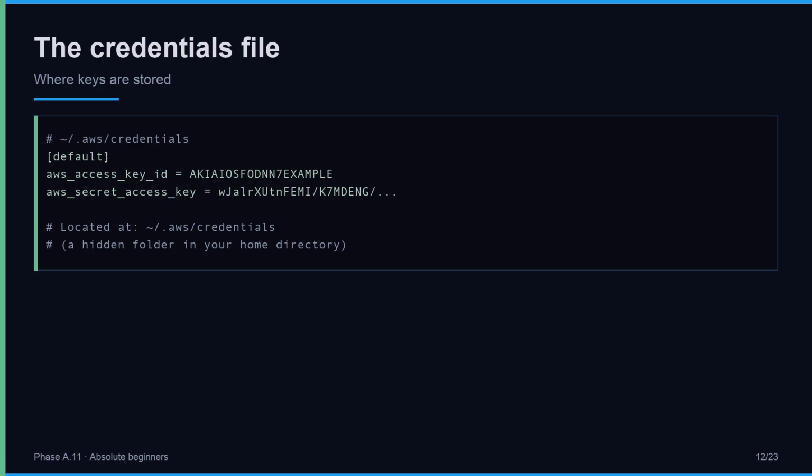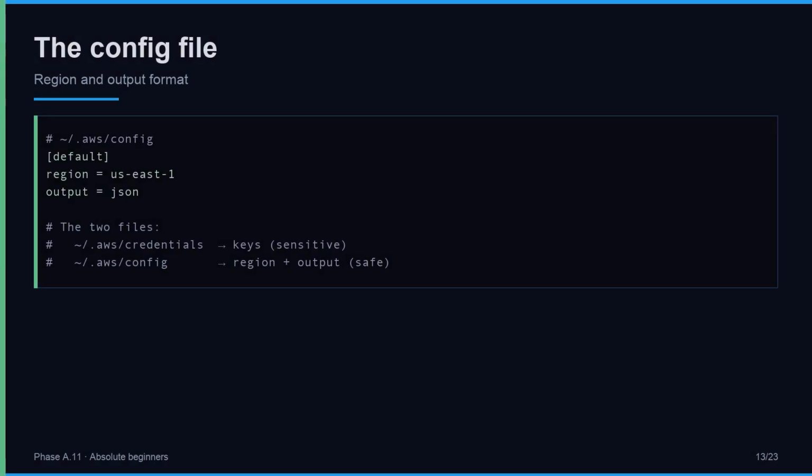There is a second file in the same folder, called config. It stores your default region and your default output format, but not your keys. So the .aws folder holds 2 files with different sensitivity levels. The credentials file is highly sensitive, it contains your secret key. The config file is safe to share, it only says which region and output format you prefer.